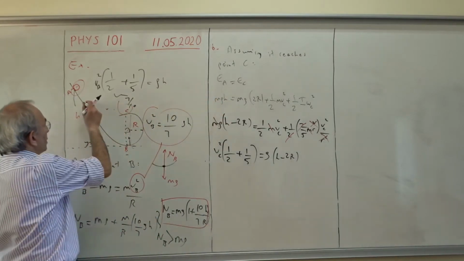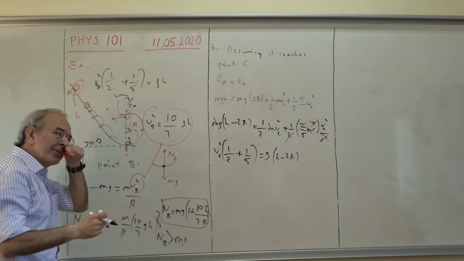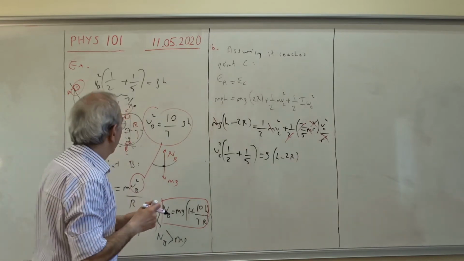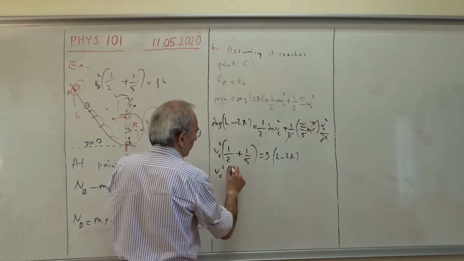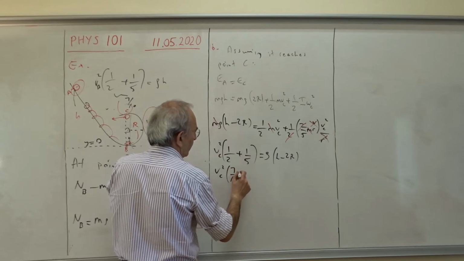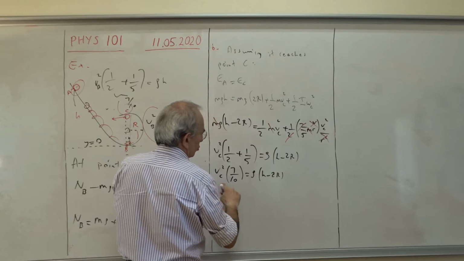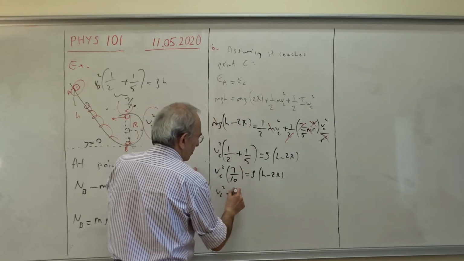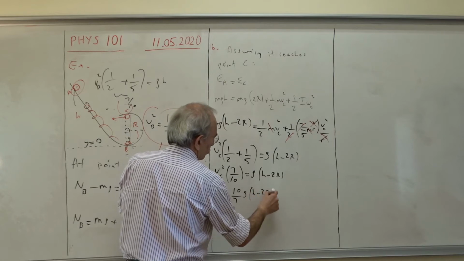So when the object is coming here, turning, and then passes by this uppermost position, again this is 7/10, VC squared times 7/10 is equal to g times h minus 2R. So VC squared is simply 10/7 g times h minus 2R.